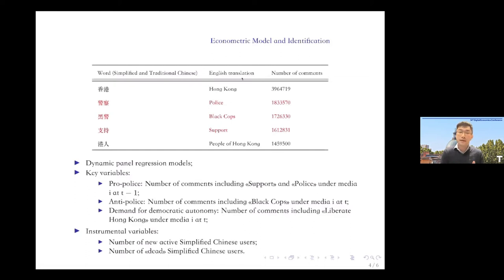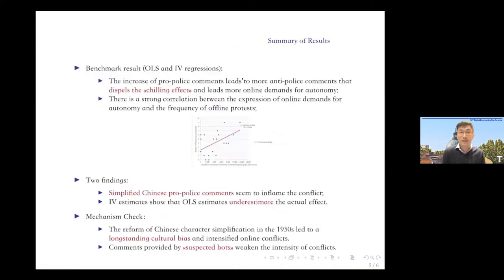To deal with the endogeneity issue, we propose a new set of instrumental variables. Later in the empirical part, we find those instrumental variables, at least in our circumstance, perform pretty well. They pass all the tests related to the validity of instrumental variables. The idea is to include the number of new active simplified Chinese users, as well as the number of new dead simplified Chinese users. Those simplified Chinese users used to support police, which satisfies the relevance condition. In the meantime, no users other than us can check these users' historical activity and online trajectory, so the exclusion restriction condition may also be validated in our circumstance.